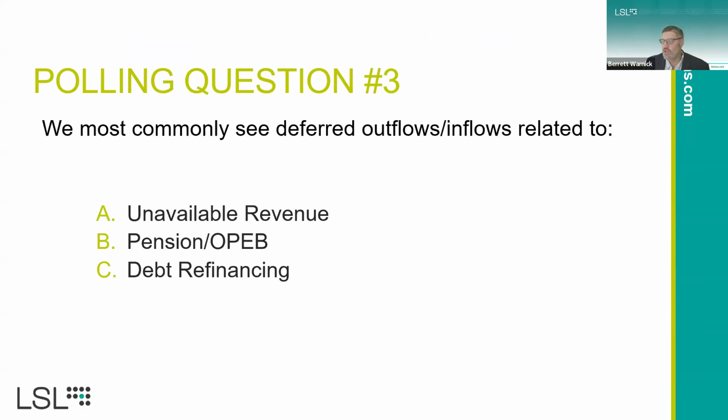I think we have one more polling question here. And again, this is a little bit of a trick question. We'll talk about this in just a second, but deferred inflows, outflows. On your balance sheet, you're usually more familiar with it as unavailable revenue, pension or OPEB, or maybe debt refinancing.